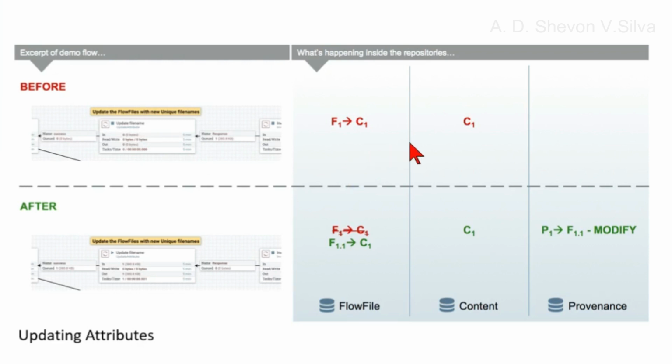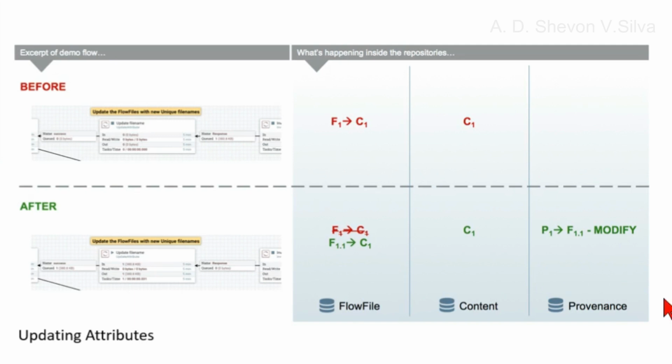Taking a look at the diagram, before the processor there is the flow file F1 that has attributes and a pointer to the content C1. The processor updates the flow file's attributes by creating a new delta, F1.1, that still has a pointer to the content C1, and an attributes_modified provenance event is emitted.